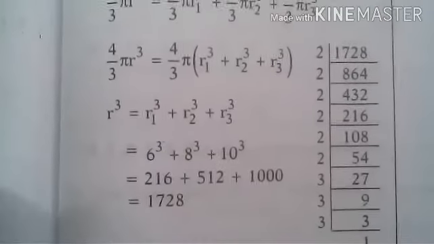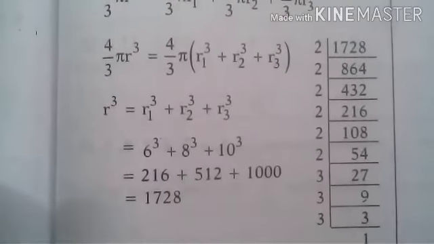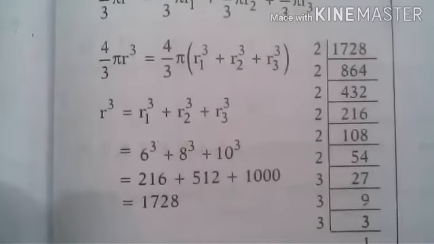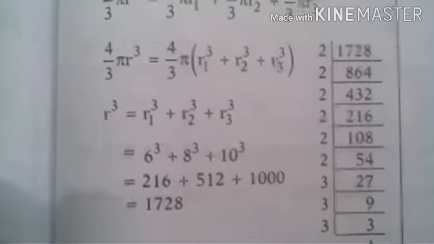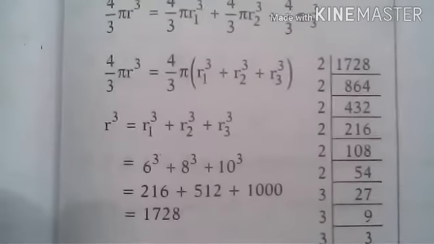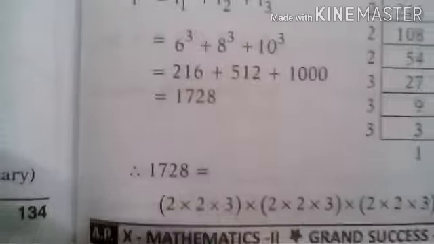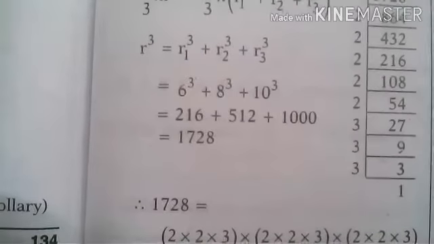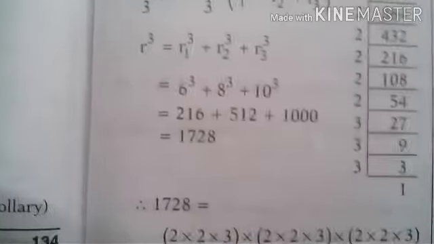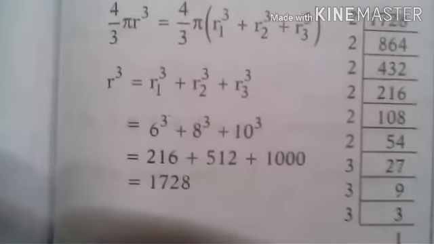Now substituting the values, we'll get 6 cube plus 8 cube plus 10 cube is equal to 216 plus 512 plus 1000. We'll get 1728. So r cube is equal to 12 into 12 into 12. We'll get r cube is equal to 12 cube. R is equal to 12. Thus the radius of the resultant sphere is equal to 12 centimeter.